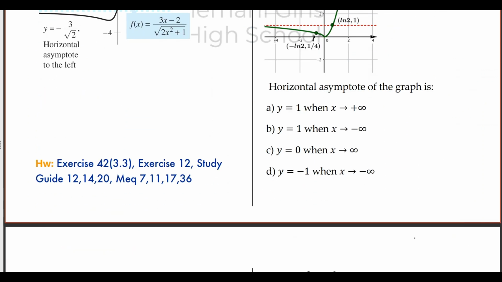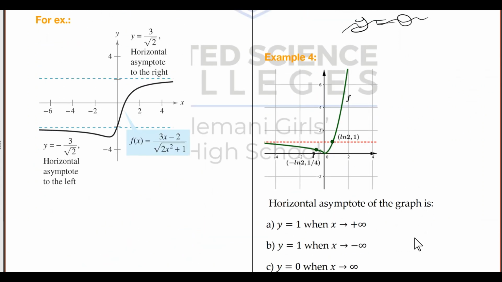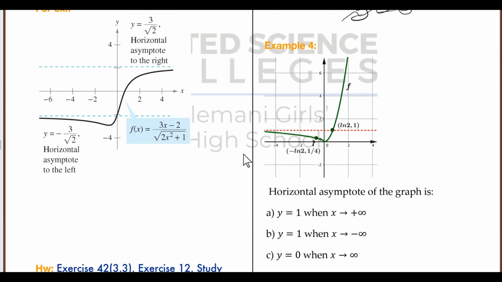Okay, one last question, and I'll finish. I'll close this horizontal asymptote topic. A figure is given in this question. It's asking about the horizontal asymptote. Is it 1 when x is approaching positive infinity?